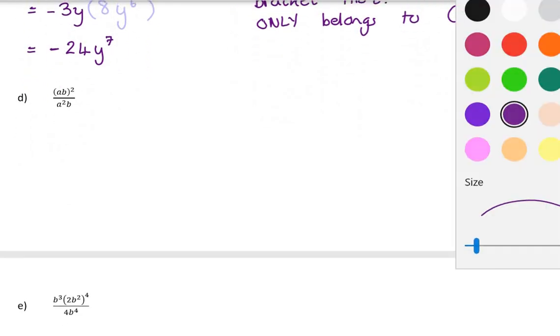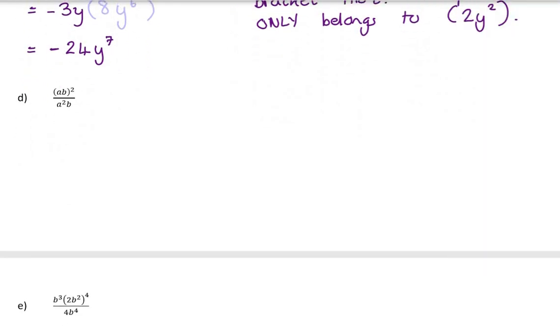This one's a little bit more interesting because there's a fraction, but it's actually really not that bad. Now this one is going to be simplify the top, which involves a bracket, so that's distribution. So that's a squared, b squared, and you leave the bottom. So always simplify your top and bottom first.